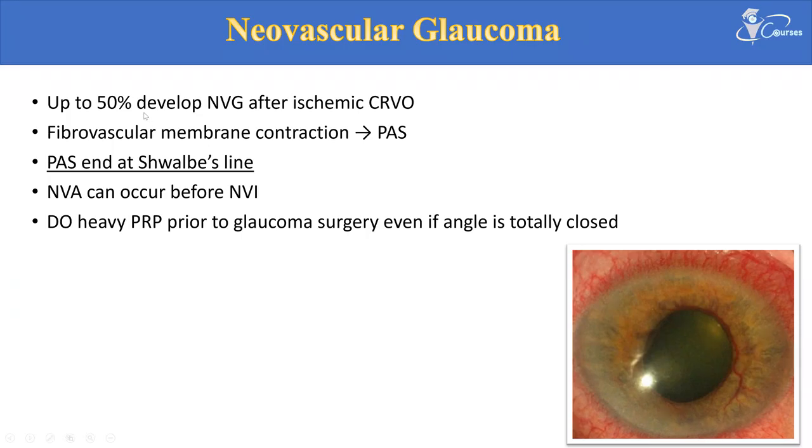But around 50% develop neovascular glaucoma after ischemic central retinal vein occlusion. This number was asked before in the exams. 50% of patients with ischemic central retinal vein occlusion may develop neovascular glaucoma.